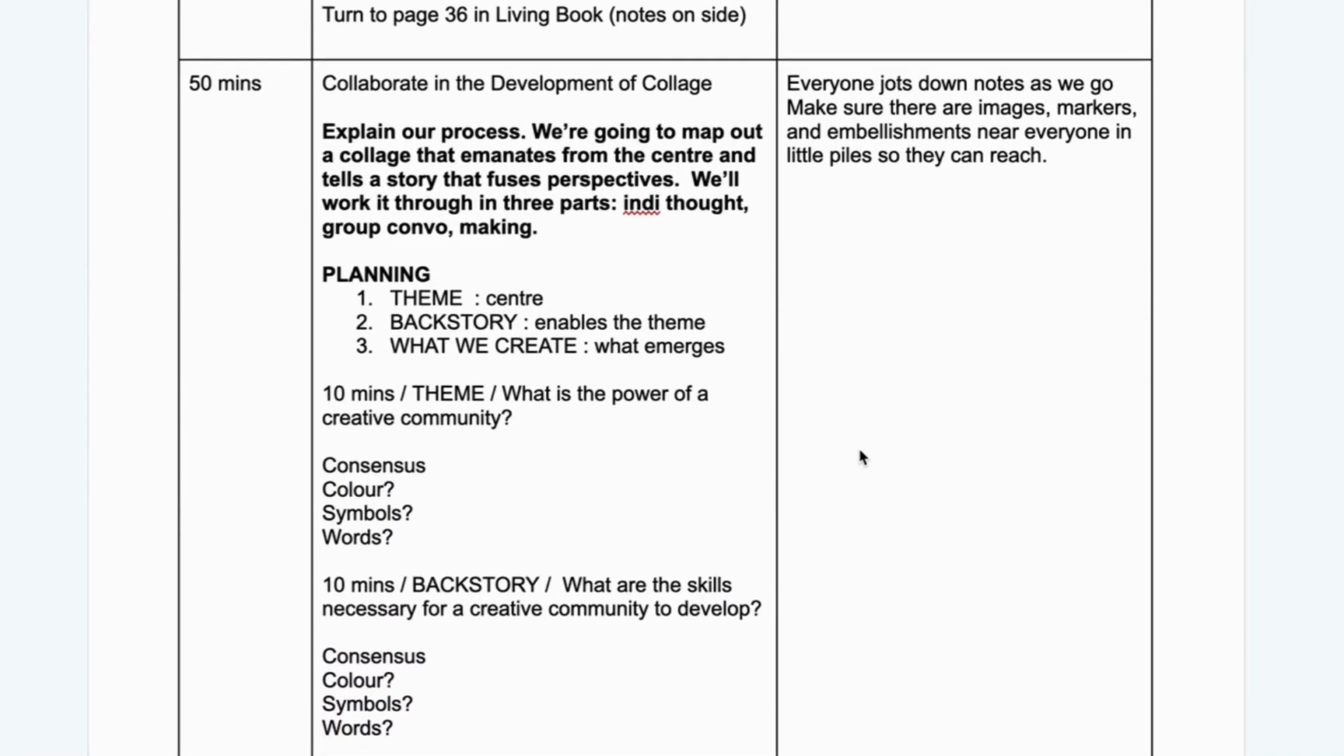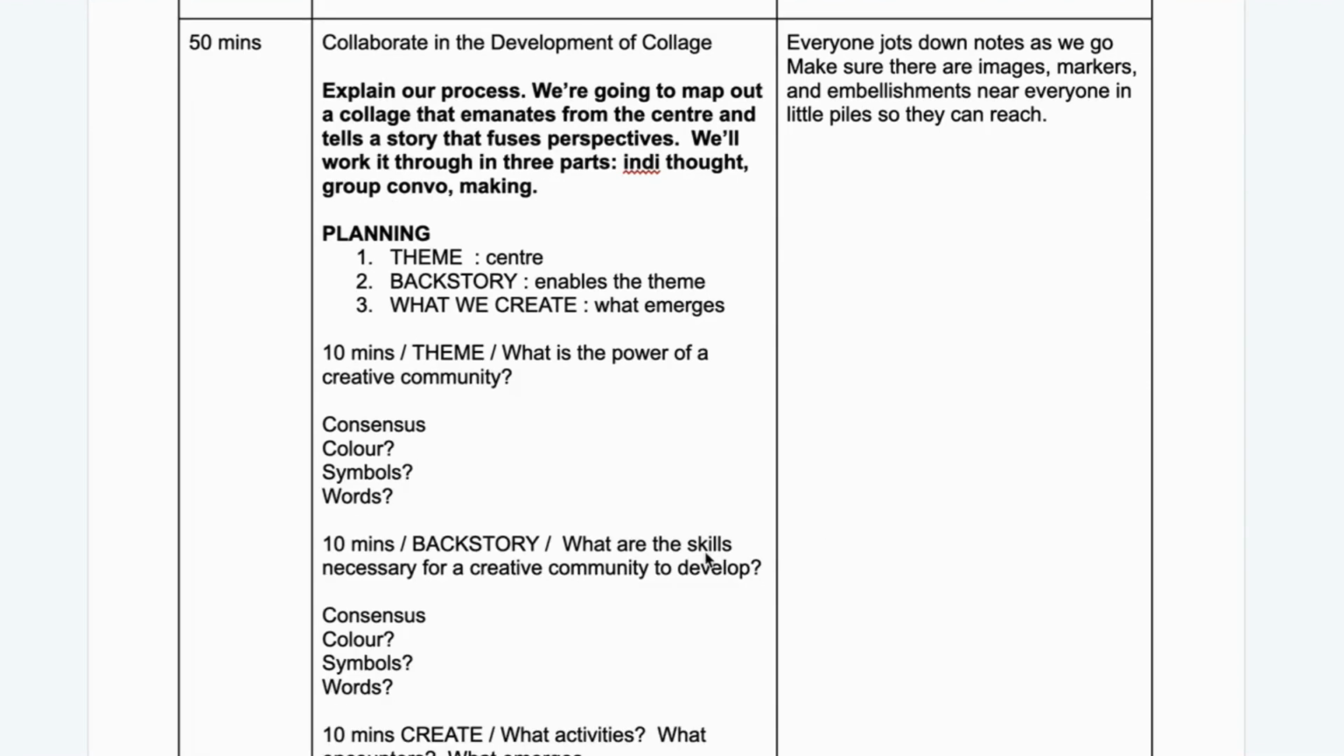And the next stage of this event plan is the collaging. So we invite participants to collaborate on a collage, and the way we structure that is to work through it in 3 parts. So individual thought about the theme for about 10 minutes, a group conversation, and then together we get on with the making element. We make sure we invite the group to come up with a title for their creation as well.